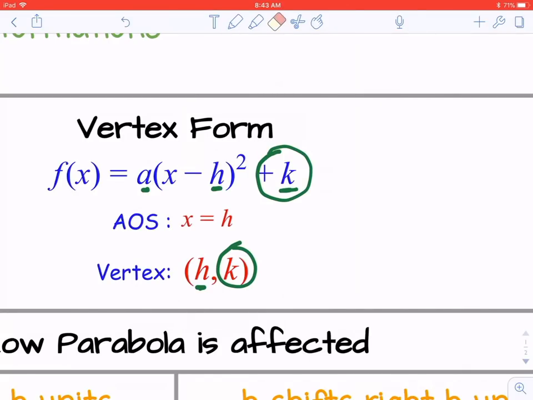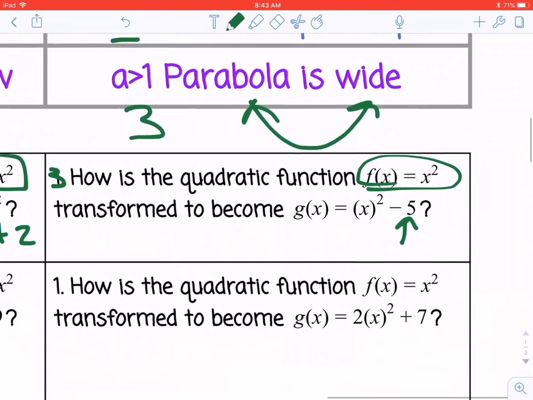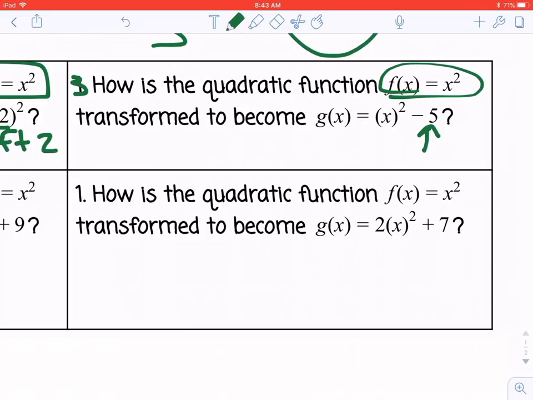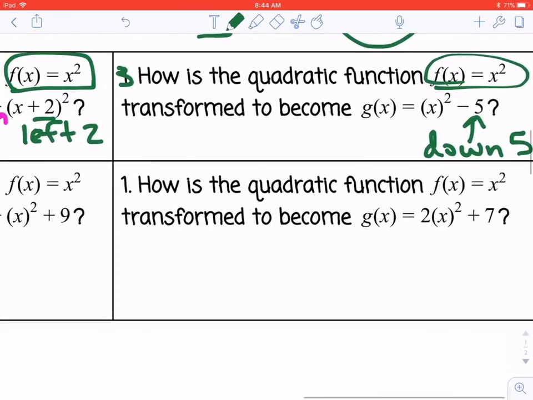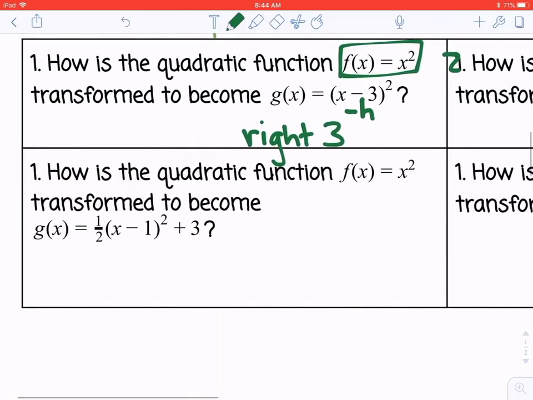So notice it's back here in the back where we would pick out the k, or the y value of our vertex. That makes it shift up or down. So if it's negative like this one, it would go down 5. And that's all that happened between the parent function and the new function. All right, let's look at another one.